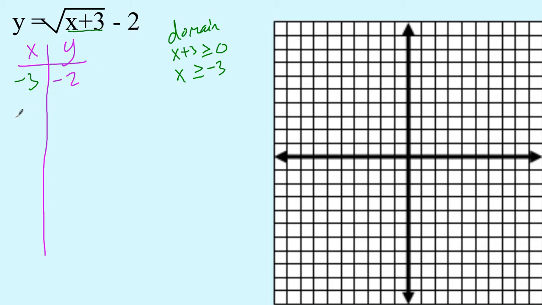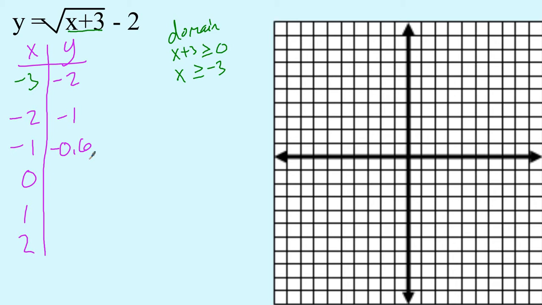Then just start plugging in everything else above negative 3. Negative 2, negative 1, 0, 1, 2. If you don't know what's going to make it a nice radical, just plug stuff in. So let's see, we get 1, let's see, negative 1. We get the square root of 2. This is going to be gross. Square root of 2 minus 2 is about negative 0.6.